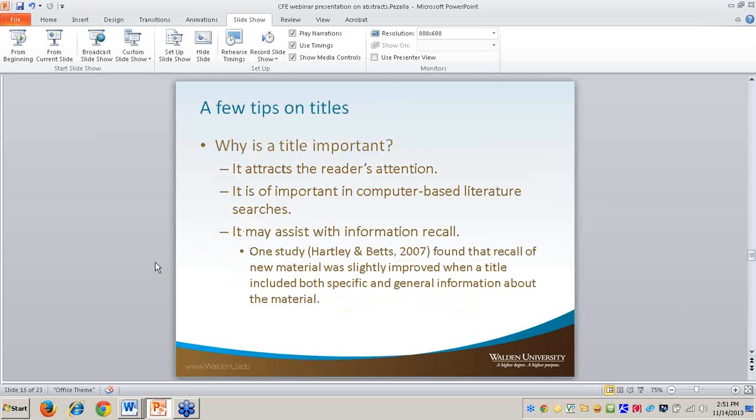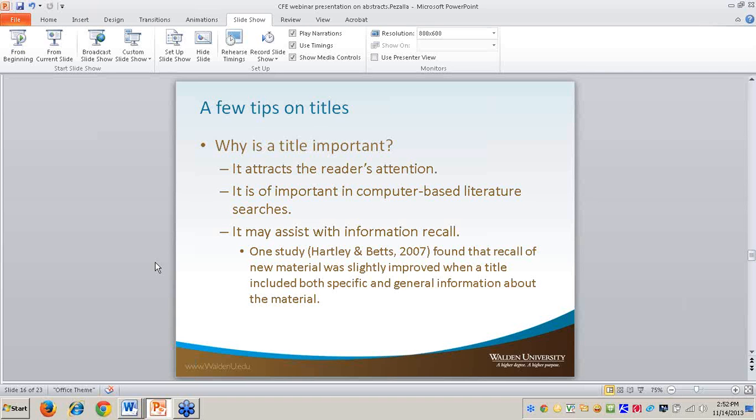Okay, so we have about 10 minutes left. I want to chat just a little bit about titles, why they're important, and some of the things that I focus on in my review of titles. So why is a title important? Just like an abstract, it helps attract a reader's attention. It's important in computer-based literature searches. And the cool thing is that titles can assist with information recall.